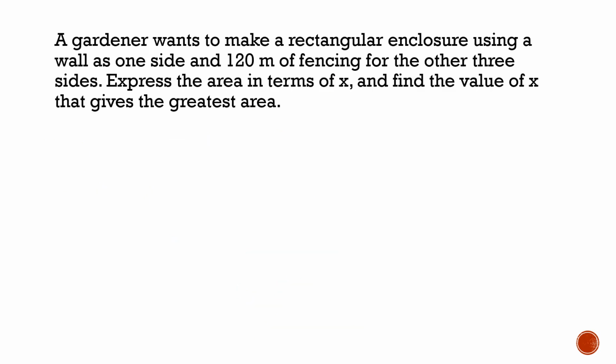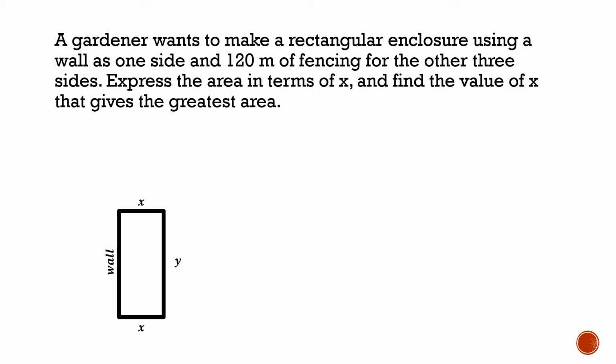Okay, so a gardener wants to make a rectangular enclosure using a wall on one side and 120 feet of fencing on the other 3 sides. Express the area in terms of x and find the value of x that gives the greatest area. The very first thing I like to do is draw a picture.